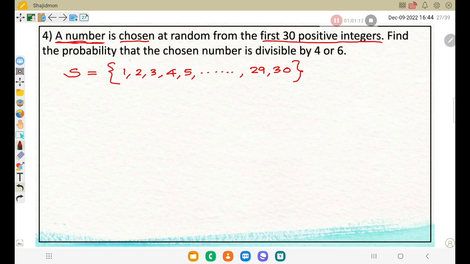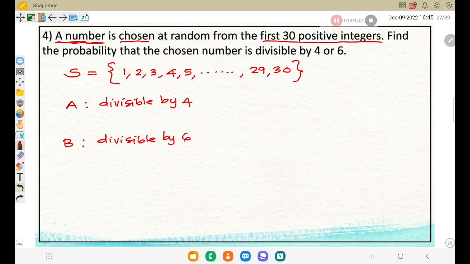Find the probability that the chosen number is divisible by 4 or by 6. Okay, so what do we do? Just take A. A means the chosen number is divisible by 4. And take B. B means the chosen number is divisible by 6.